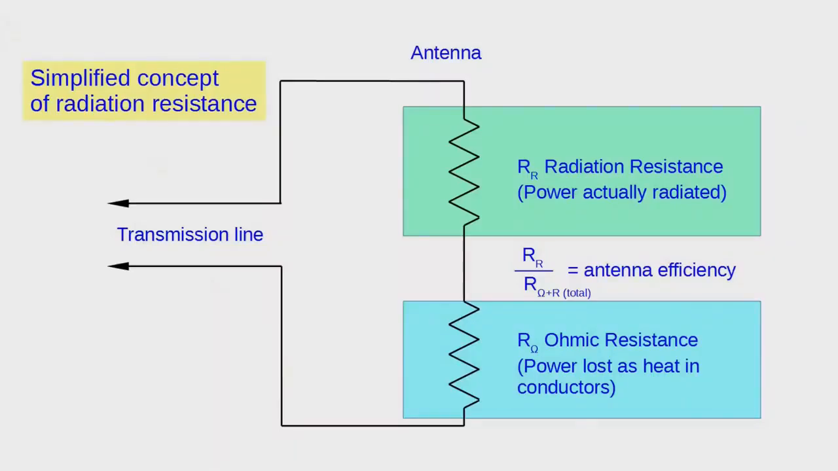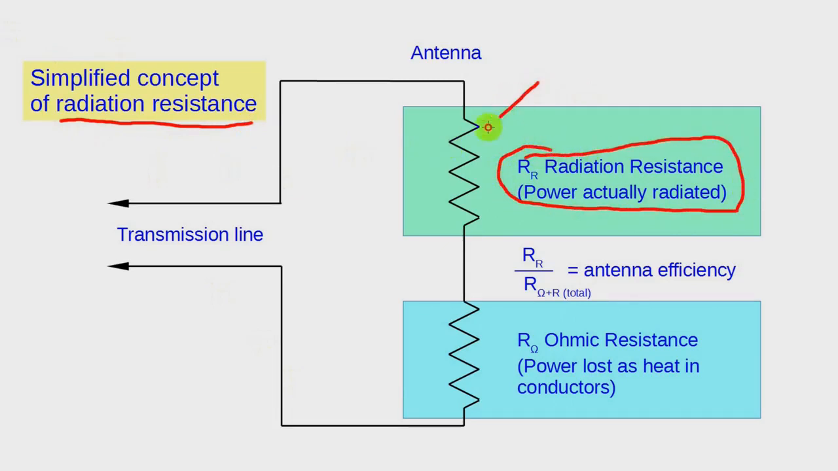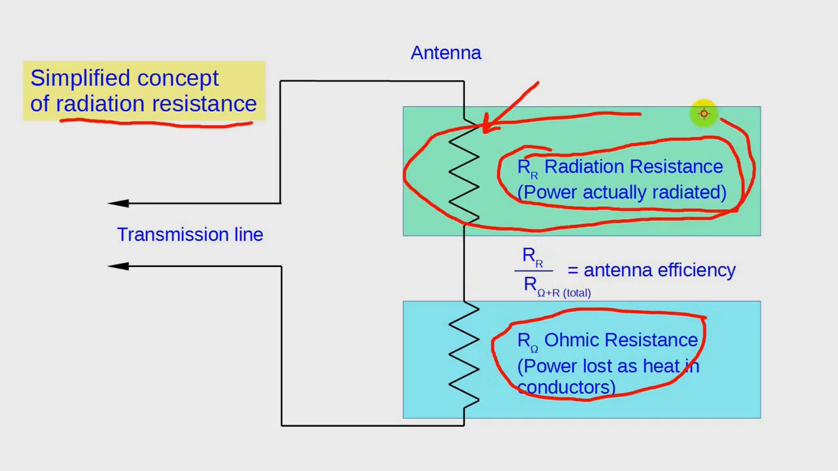Now let's move to the topic of radiation resistance. The book defines it as a virtual resistance that, if it existed, would dissipate the amount of power that in fact is actually radiated by the antenna. The equation given is simple. There's the wire resistance called ohmic resistance, and everything else is radiation resistance.